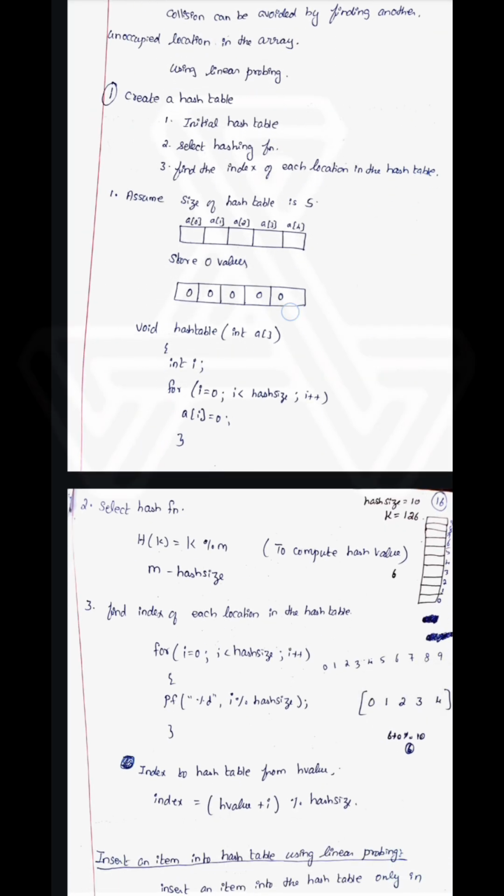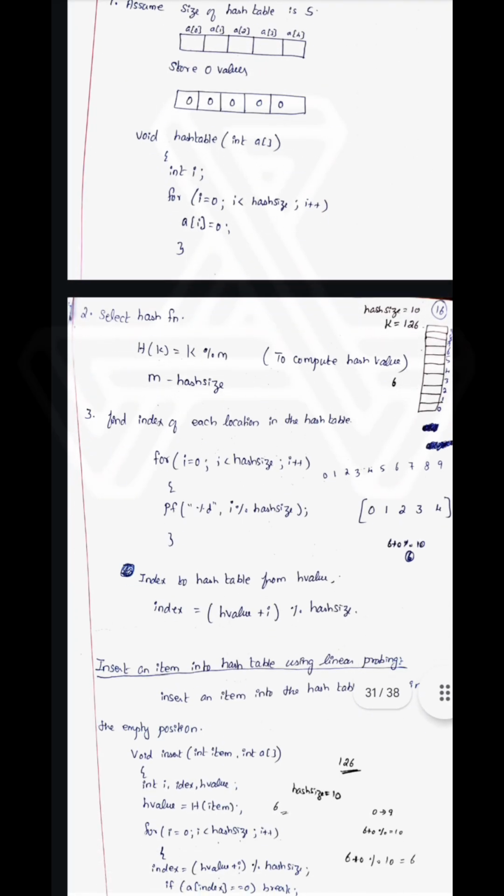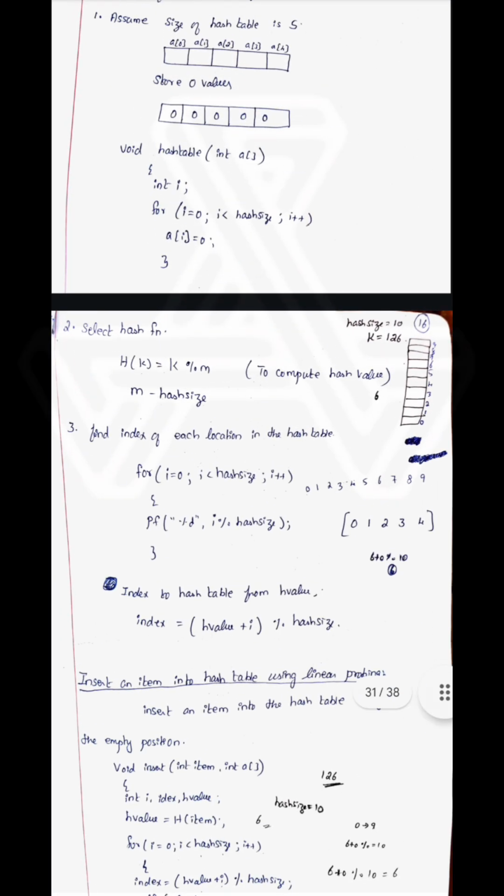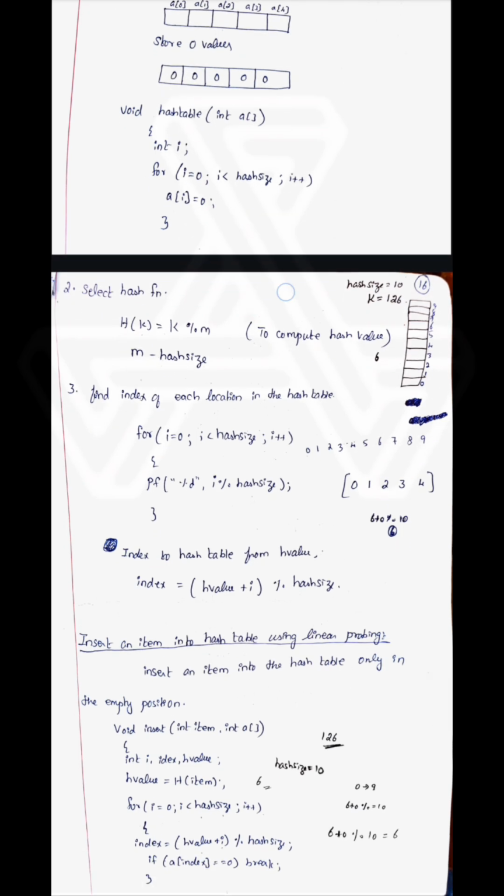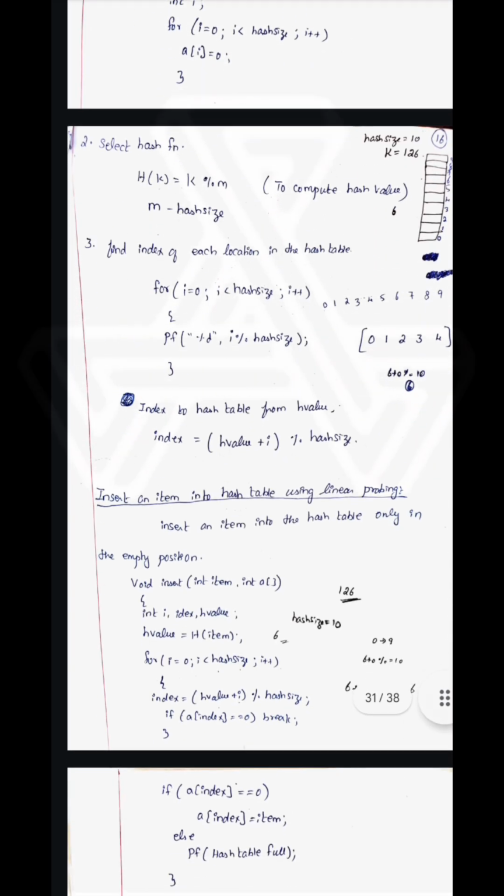int i; for i equals 0; i is less than hash size; i plus plus, hash table i equals 0. We have initialized it. Then select the hash function h modulo m to compute the hash value, m being the hash size. Then find the index of each location: for i equals 0; i is less than hash size; i plus plus, printf the hash size. Then the index into the hash table from h value will be index equals (h value plus i) modulo hash size.